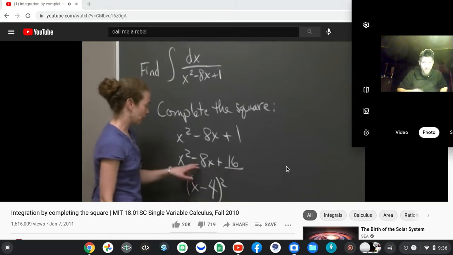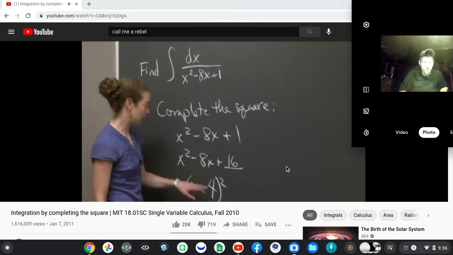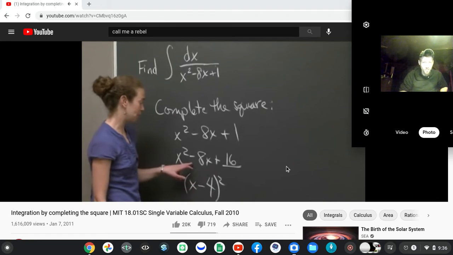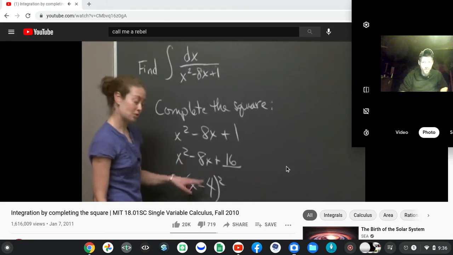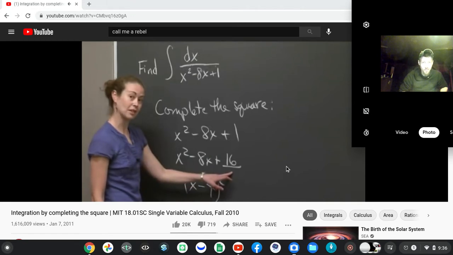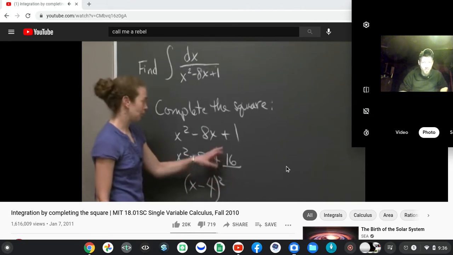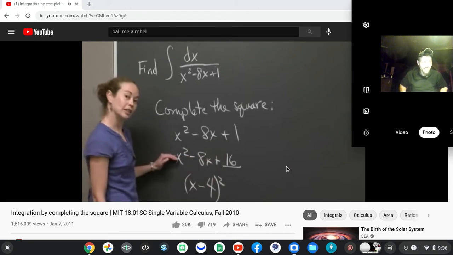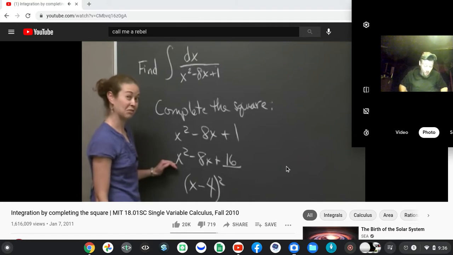Just to double check, what I'm looking for is a number here that, multiplied by 2, gives me 8, so that number is 4, and then I need to figure out what it squares to. So x minus 4 squared. What have I had to do to get from here to there? Well, I had plus 1, and now I have really plus 16, so obviously I've added 15.